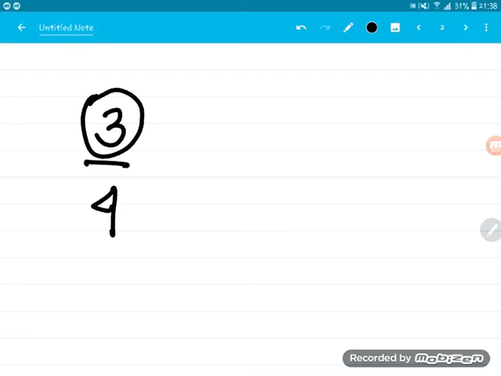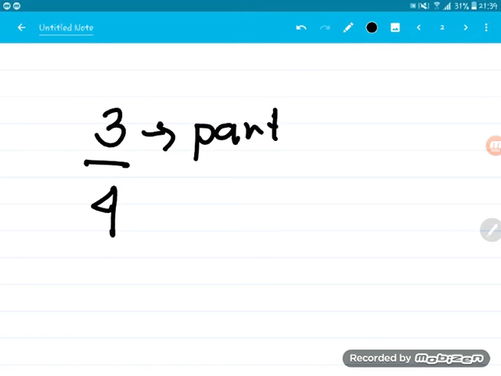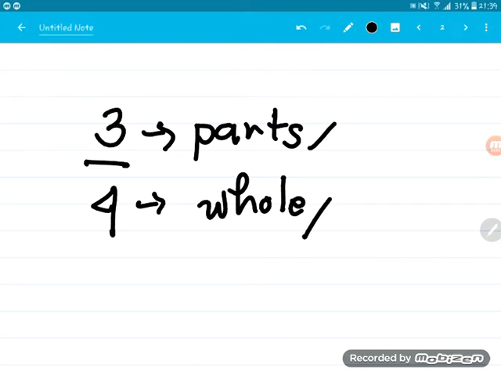3, which is the number found above the fraction bar, is what we call the numerator, while 4, which is the number found below the fraction bar, is what we call the denominator. So the numerator always tells us the number of parts that we have, while the denominator tells us the number of parts we have in a whole. So these keywords will help us easily plot fractions on a number line.